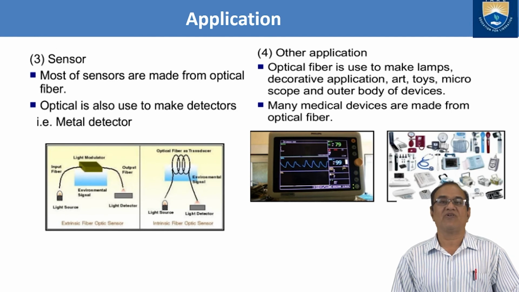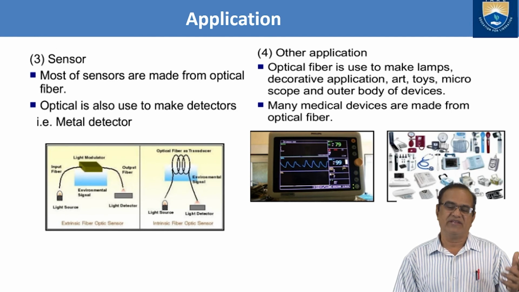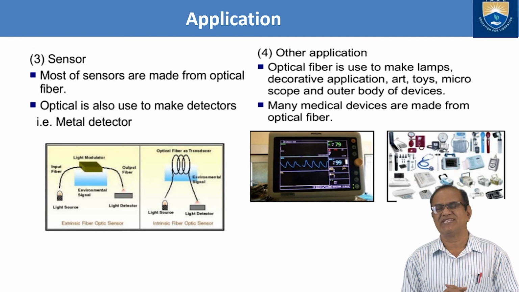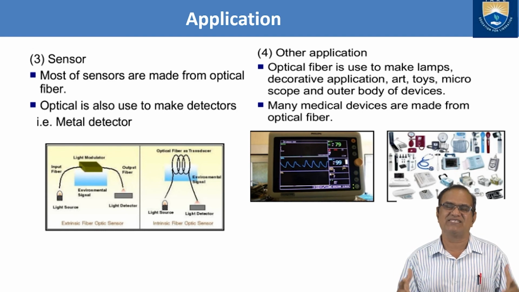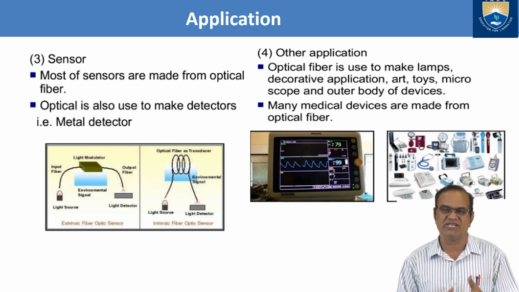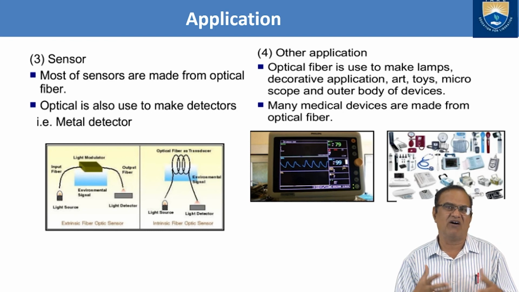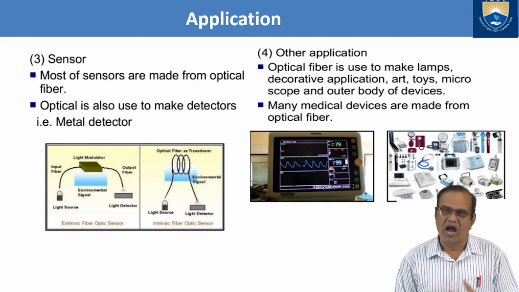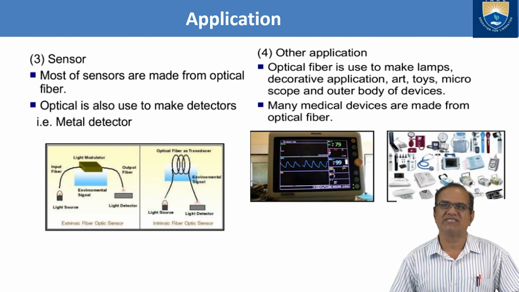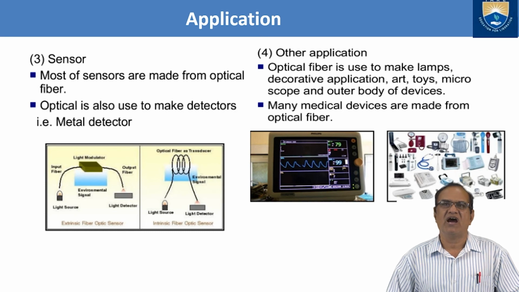Then also we use it for sensors. In aircraft we have different types of sensors: gyro sensors, speed sensors, pressure sensor, temperature sensor, RPM sensor, engine parameters, all the sensors are there. In every sensor we use optical fibers. Most of the sensors are made from optical fibers. Optical fiber is also used to make detectors, that is metal detectors.